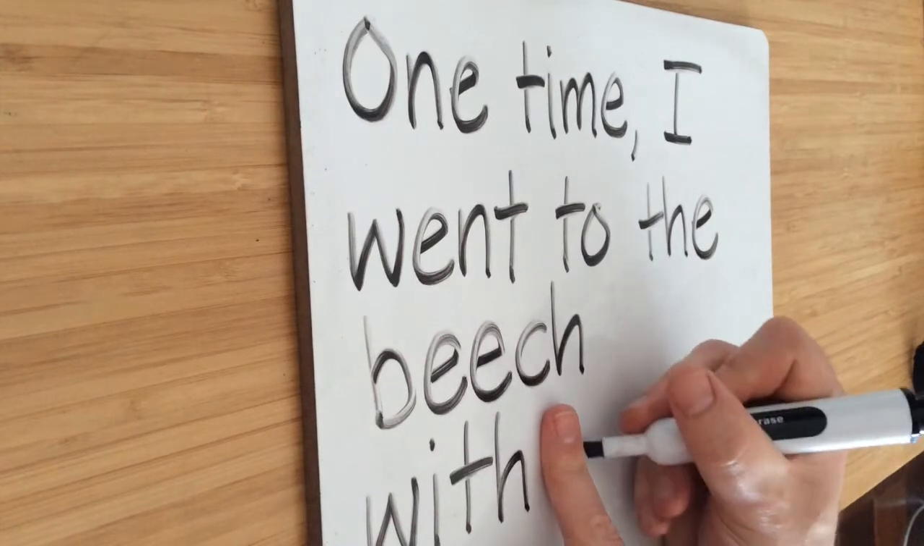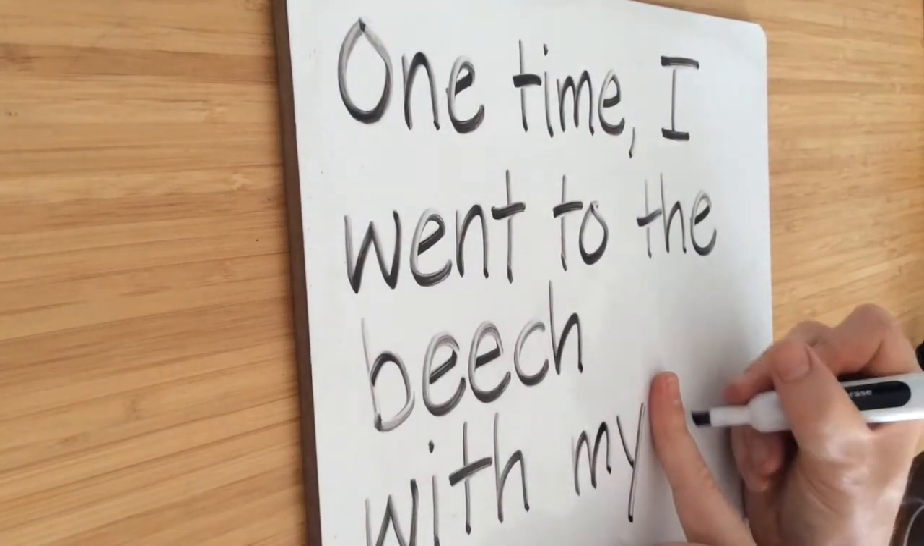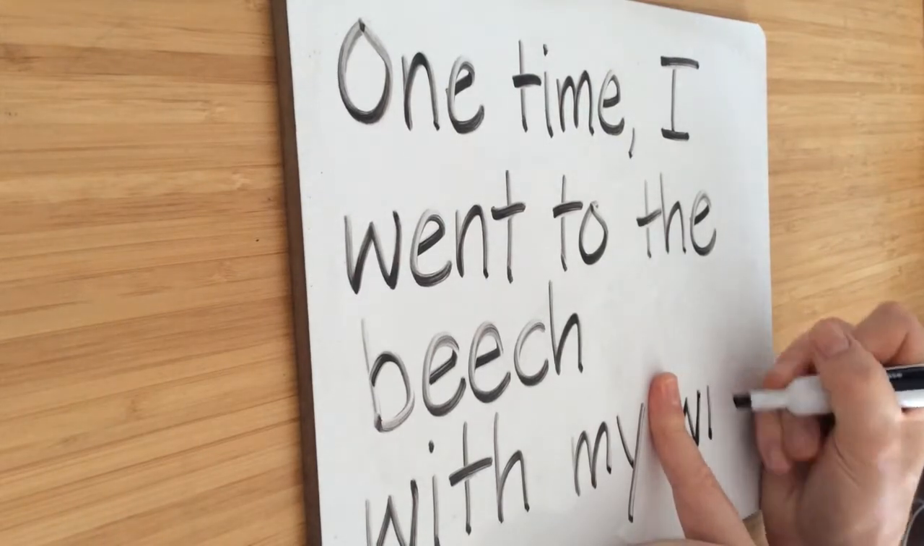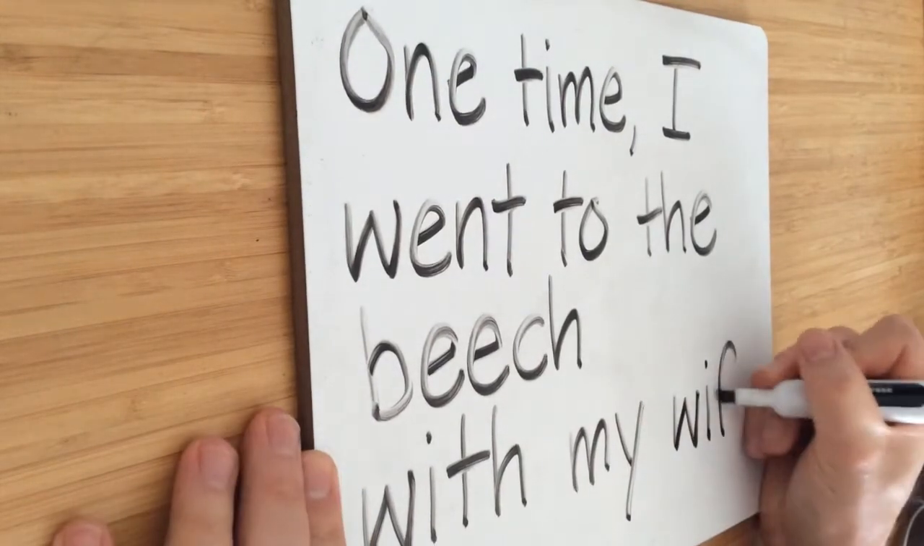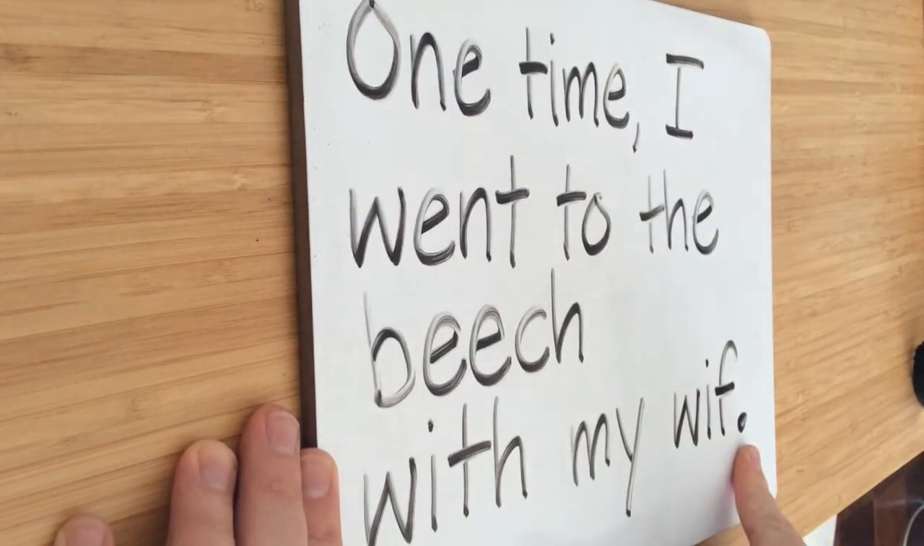Now I'm going to write it. So I have my sentence, one time I went to the beach with, and I'm going to add the word my, and I'm going to say wife. W, i, f, e. And that's the end of my sentence, so I'm going to put a period.